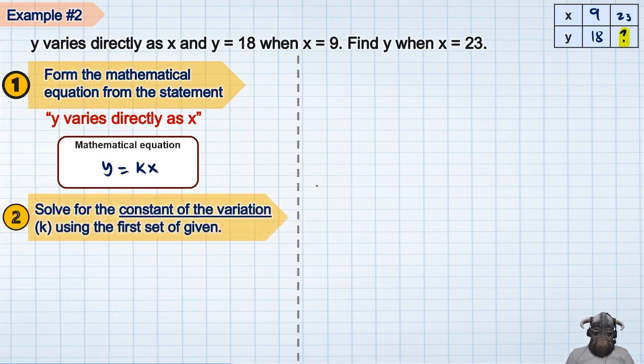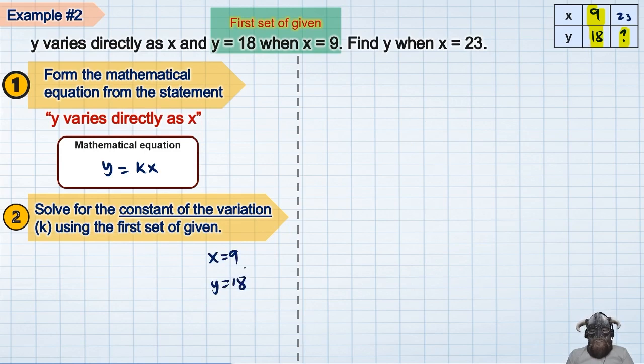So next, step 2, we'll use that y is equal to kx and the first set of given. So in this case, we have 9 and 18. So yan yung una natin gagamitin. So x is equal to 9 and y is equal to 18. So we'll use once again y is equal to kx. Substitute natin. Ang y natin ay 18. So gagawin natin 18 to. Then copy x, then copy k, then x pala ipapalitan natin ng 9.